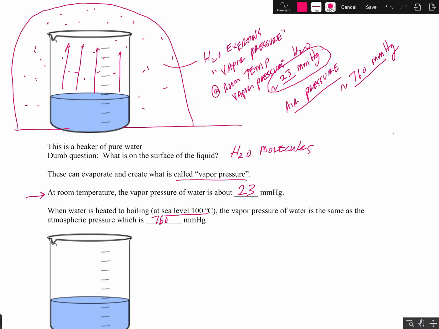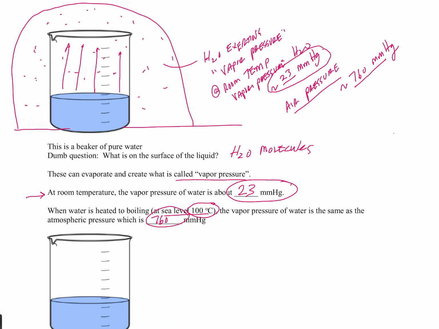So, the vapor pressure of water at room temperature is about 23. If I heat it up to 100 degrees Celsius, because remember, vapor pressure changes with temperature. It's proportional to the temperature of the liquid. And so if I were able to heat that liquid up to 100 degrees Celsius, the vapor pressure would equal atmospheric pressure, which is 760 millimeters of mercury.